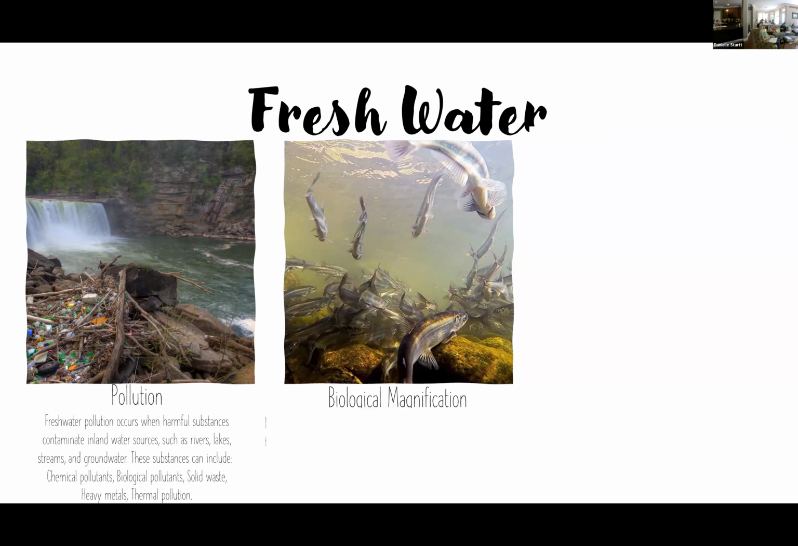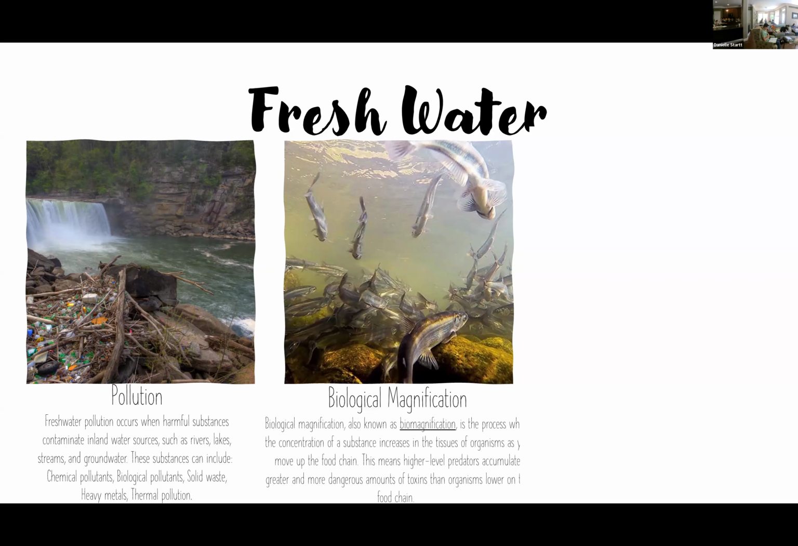So let's say its mercury level is 1. Well, the bigger fish has to eat 2 of the smaller fish to survive. So now its mercury level is 2. And the bigger fish has to eat 6 of those. So now it's 12. So by the time you get to the tuna, who's a big fish, he's eaten all the little fish, and it's called biological magnification. It's the idea that the concentration of substances increases in the tissues of organisms as you move up the food chain. So the higher level predators accumulate greater and more dangerous amounts of toxins than organisms lower on the food chain.